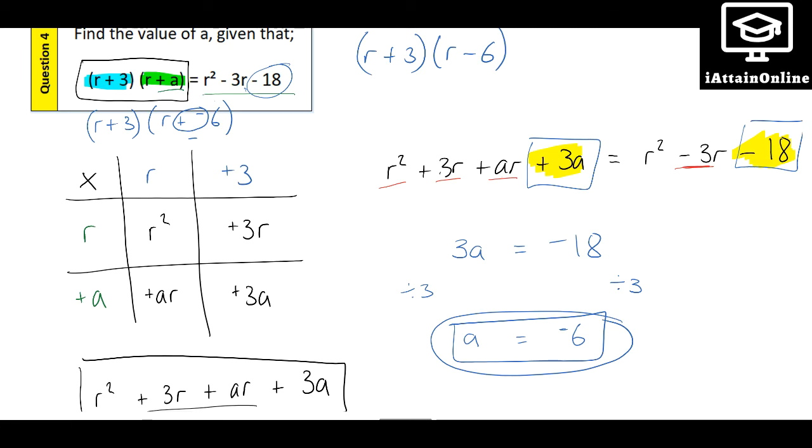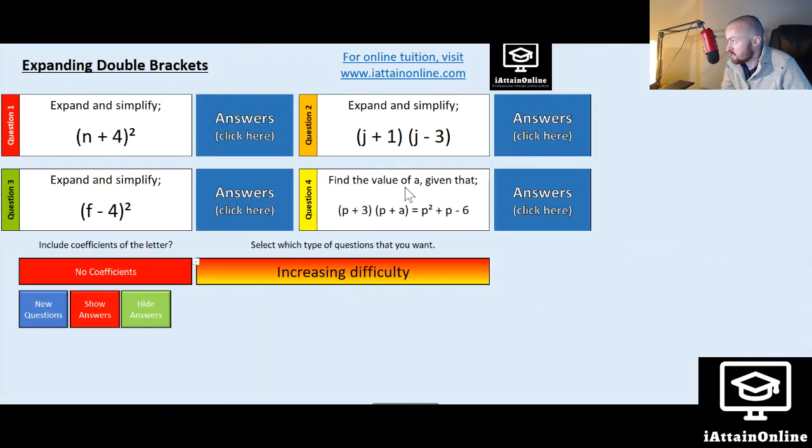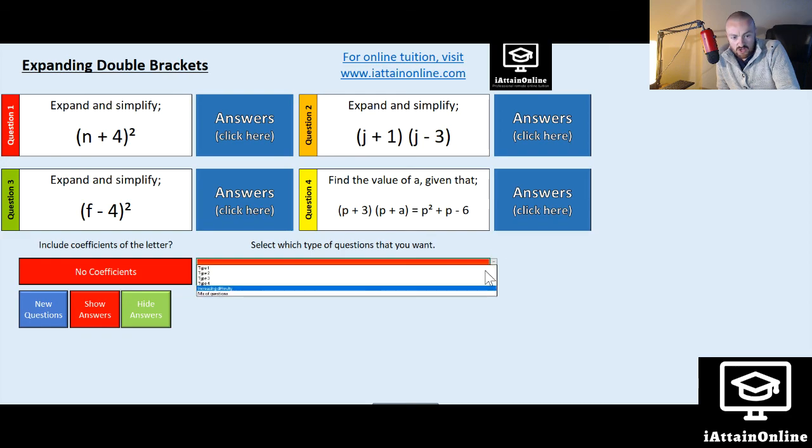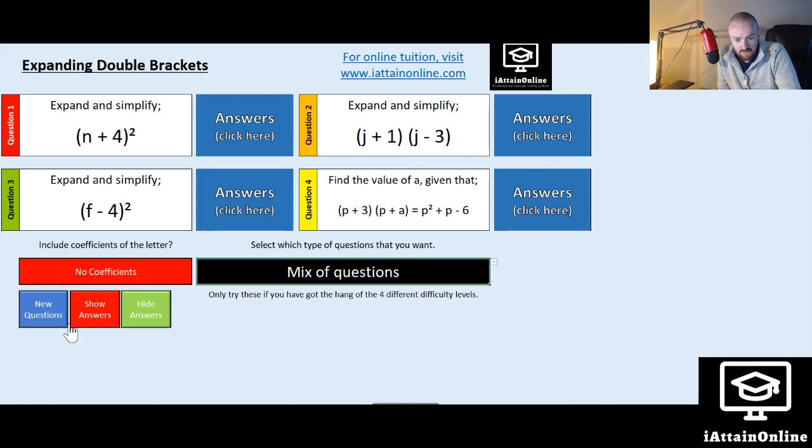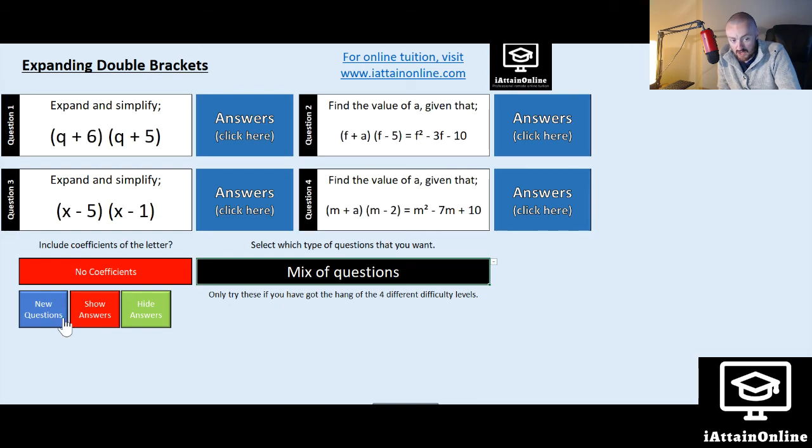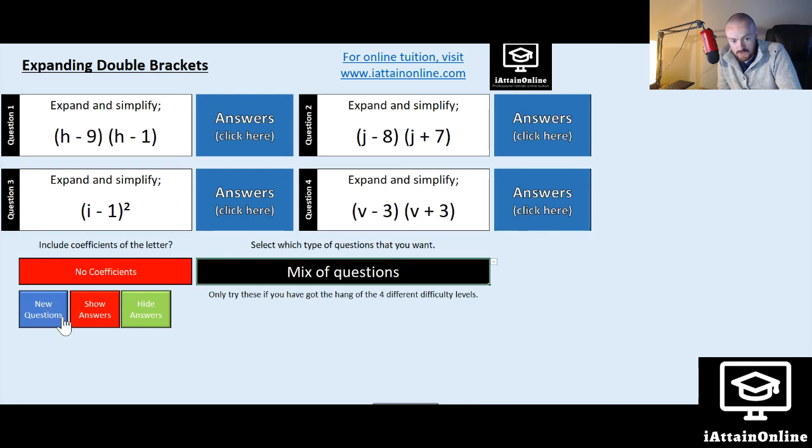Okay, so what I've got now is another question generator, which I'll just show you quickly. As always, when you open this file, you will need to click Enable Content, which appears in a yellow ribbon at the top. If you don't do that, the buttons will not work. So you can select from here which type of question you want to try. If you just want to try one specific type of question, you can do them as increasing difficulty, or you can get a mix of questions, which is where I don't tell you what level of difficulty the question is. So I would only try that once you've got the hang of all four types.